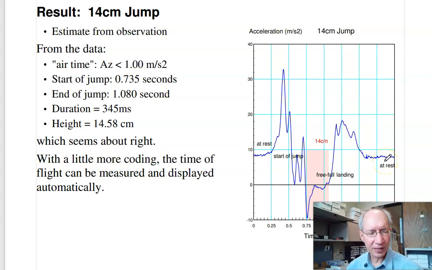When I'm in the air, I was actually holding this in my hand rather than at my waist, so my hands are moving up and down, probably causing some of this bouncing motion. It'd be better if I tied it to my waist. If I measure the time when the acceleration is less than 1 meter per second squared, the time winds up being the difference between 1.08 seconds and 0.735 seconds. Doing 1/2 a t squared, where t is divided by 2, that's the duration of the jump, and the height then is 14 centimeters, which seems about right.